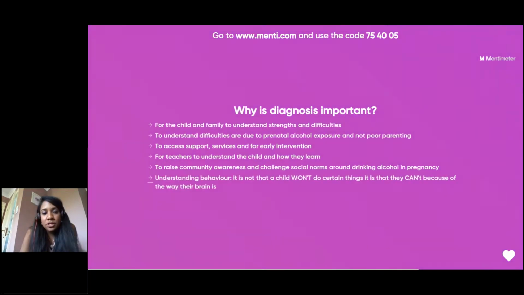And again, going back to understanding behavior. It's not that a child won't, but it's that they can't because their brain is different.